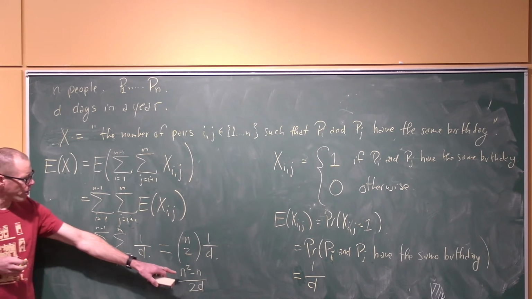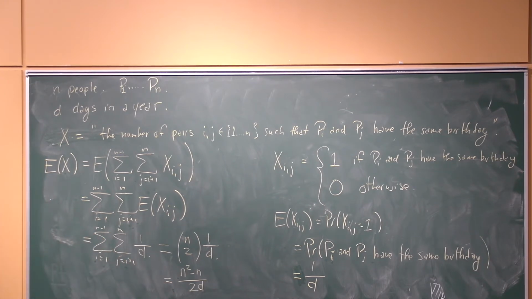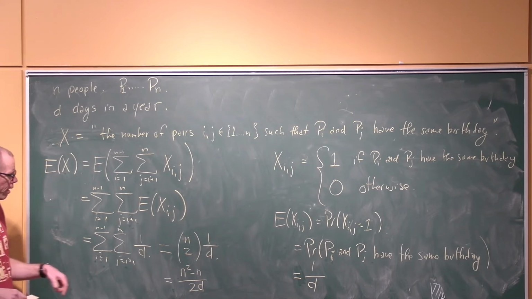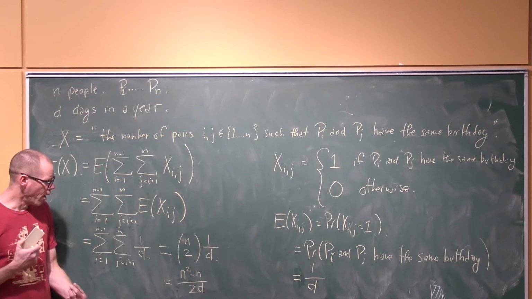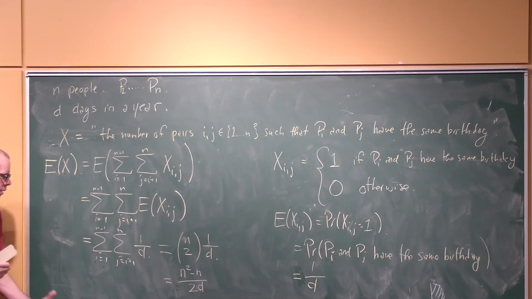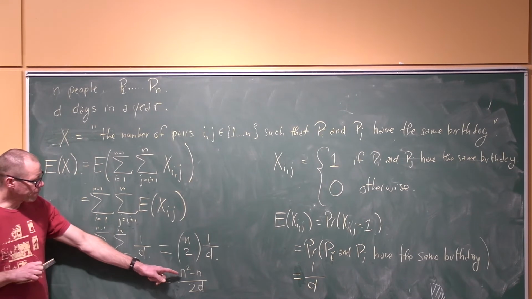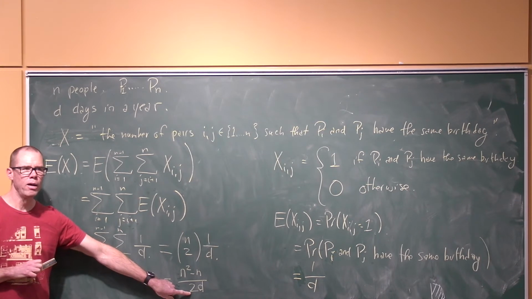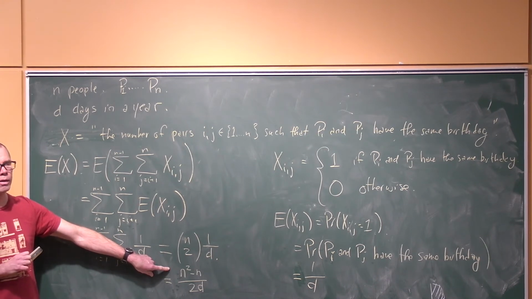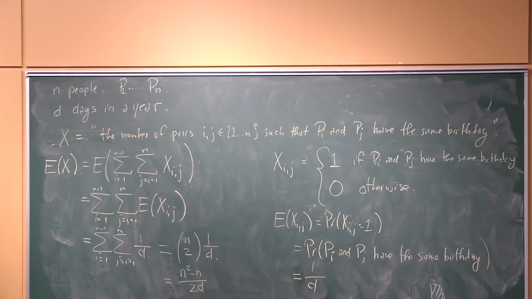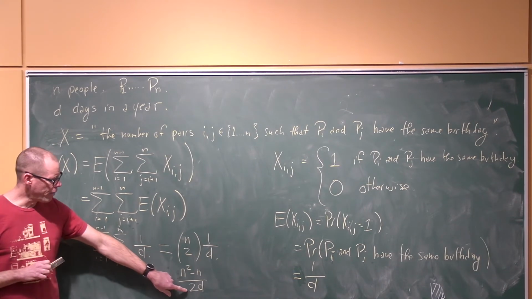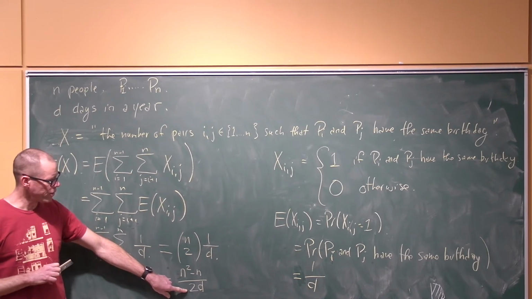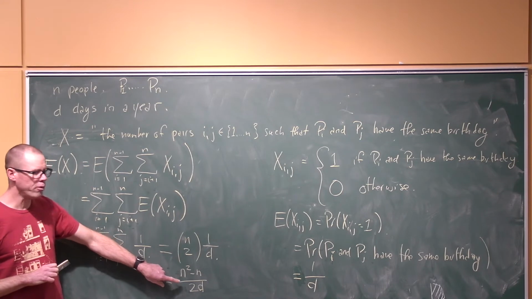So why is this more useful than the answer we had before? Well, the birthday paradox is interested in the case where you get something close to 1 here, where you hope that you have a reasonable chance that the number of pairs of people who have the same birthday is at least 1. On the bottom you've just got this d, and on top you've got this n squared. So with 23 people in a room, this is like 23 squared, which is 700 and something, over 2 times 365. So you start to see why 23 is enough.